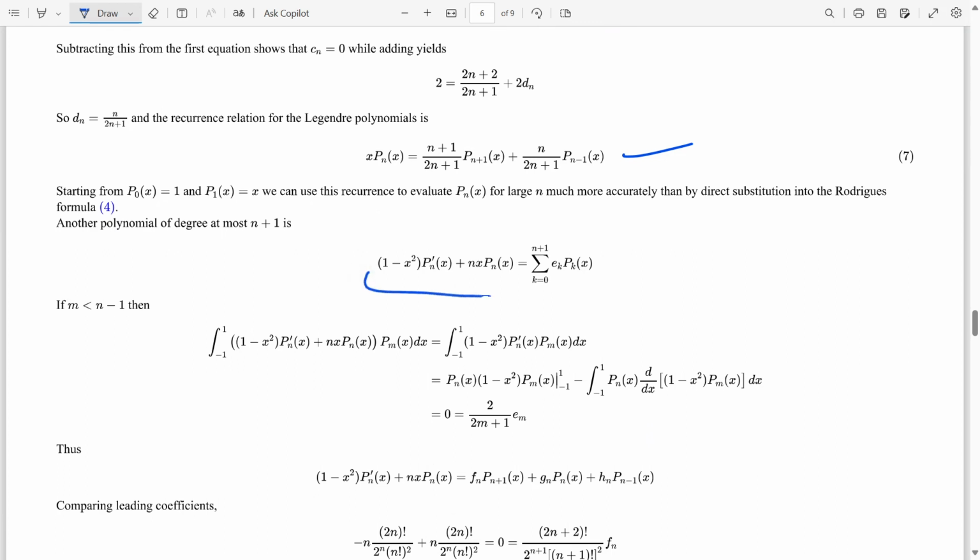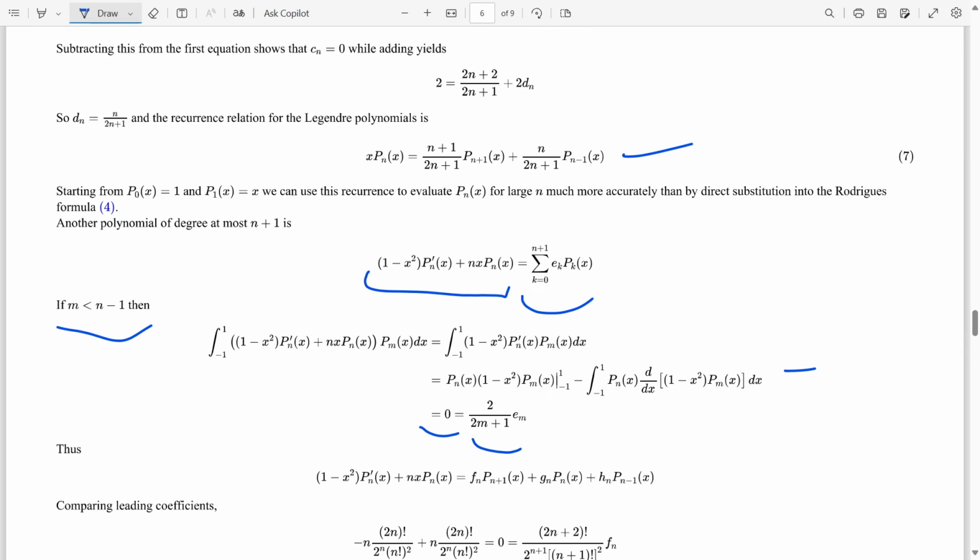I'm going to get another polynomial of degree at most n plus 1 and expand it in terms of Legendre polynomials. If m is less than n minus 1, I'm going to multiply by Pm of x and integrate from minus 1 to 1 on both sides. On the right-hand side, after integrating by parts once, I see that it's 0. I meant on the left. We get 0, and on the right, it picks out the coefficient of Pm of x again by Fourier's trick.